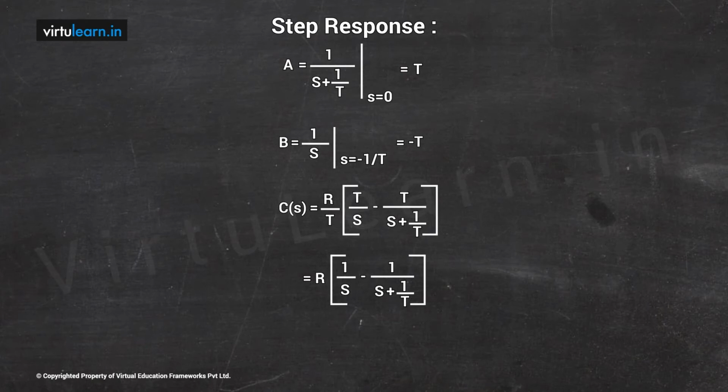So when you apply the inverse Laplace transform, the step response is C of t is equal to R into 1 minus e power minus t by T. So small t is the time function and capital T is the time constant of the system.